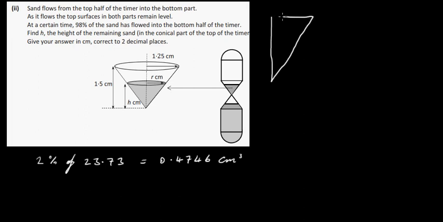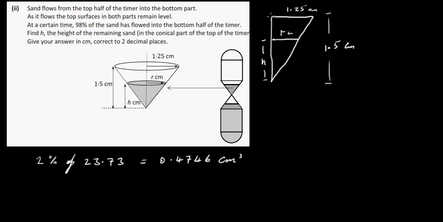2 triangles like this. Now because they say the sand remains level, this here is going to be parallel to this side here. This is 1.25 centimeters. We're calling this r centimeters. This is h from here to here, and we know the overall height here is 1.5 centimeters from here to here. So what we can do here is write down an equation like this.